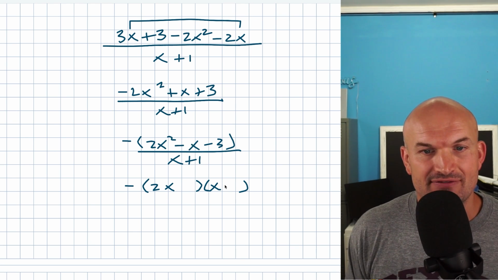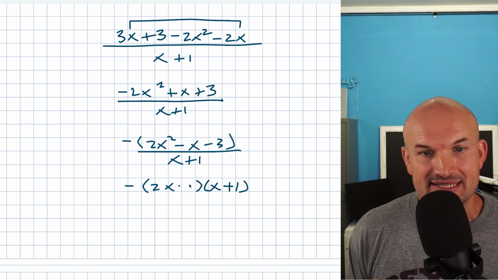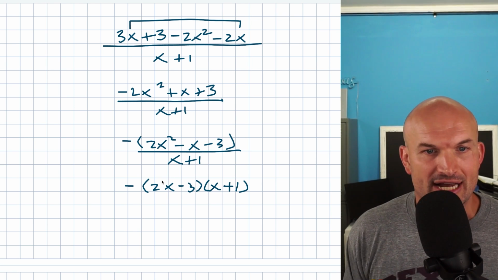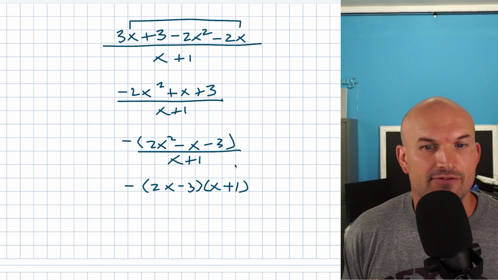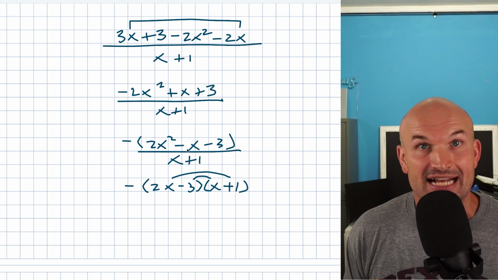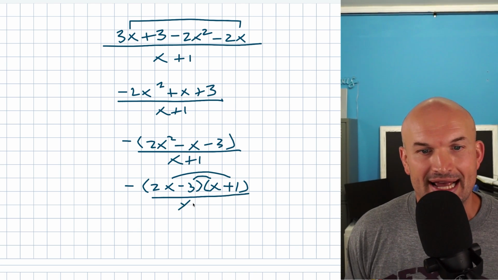So what I recognize here, if I put this as a positive 1 and this as a minus 3, when I go ahead and multiply that out, that's going to actually be my product, right? Because again, check it. 2x times x is 2x squared. Negative 3 times 1 is a negative 3. And then if you multiply my inner and my outer terms, that's going to add to a negative x. So that's going to be all over x plus 1.